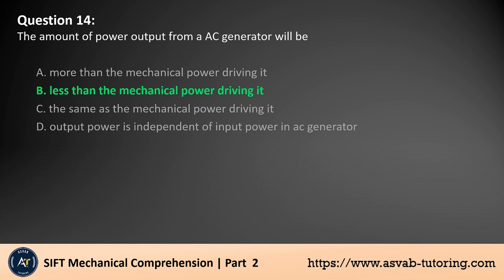The answer is B. The amount of power output from an AC generator is typically less than the mechanical power driving it. This is because some energy is lost as heat due to inefficiencies in the generator's components, such as friction and electrical resistance. Therefore, the output power is always less than the input mechanical power.